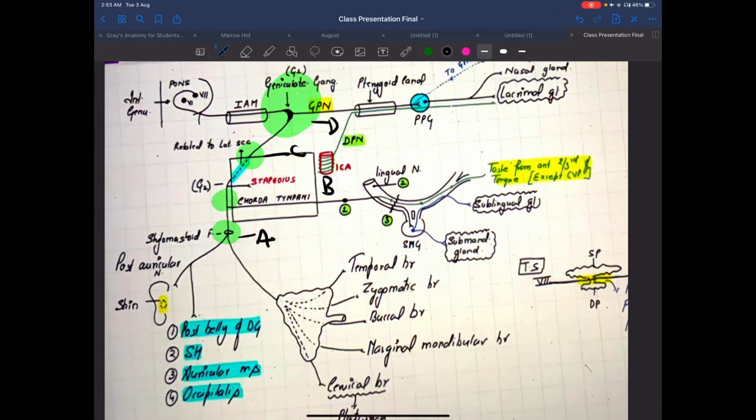What is point C? Point C is the level of the lateral semicircular canal. Why? Because the lateral semicircular canal has an impression here. This is your middle ear cavity, and this is the medial wall of the middle ear cavity. This is the nerve traversing from the medial wall to the posterior wall, as you have all seen in the course of the facial nerve. And let this be point D. What is point D? It is just outside the internal acoustic meatus, the geniculate ganglion.